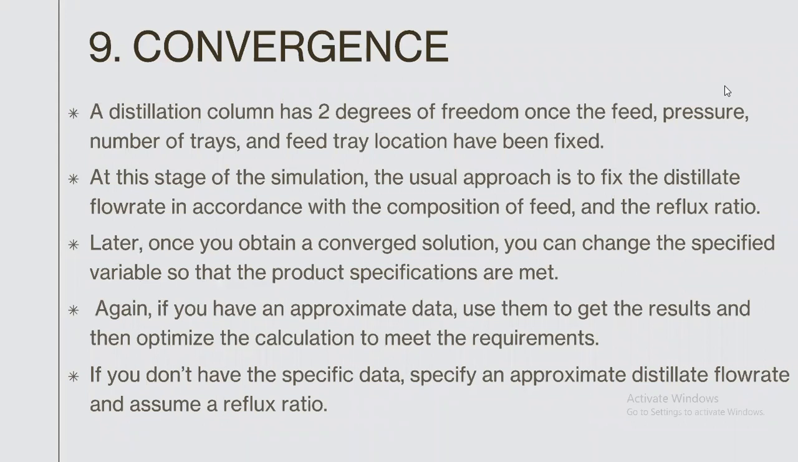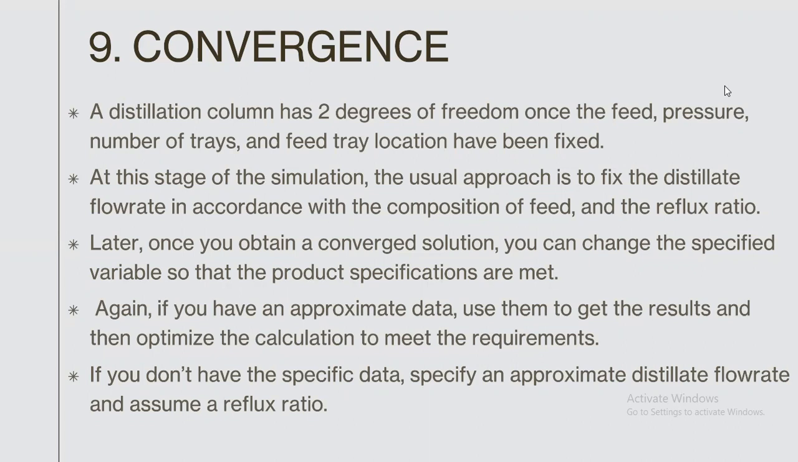Convergence. A distillation column has 2 degrees of freedom once the feed pressure, number of trays, and feed tray location have been fixed. So at this stage of the simulation, the usual approach is to fix the distillate flow rate in accordance with the composition of feed and reflux ratio. So the normal input is to put your distillate flow rate, and usually you have to do your material balance on paper, then input those. But in this case, I didn't have to do that.